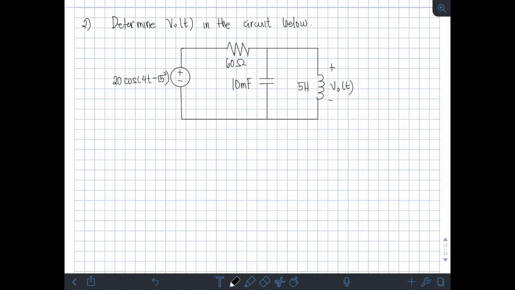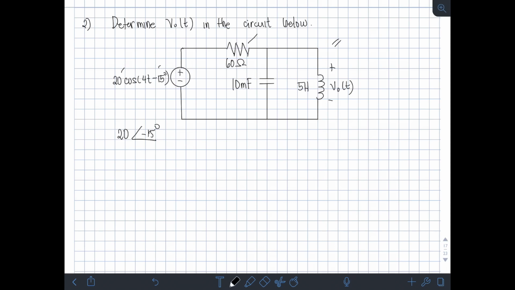Okay? Next, we have determine V sub O of T in the circuit below. So, meron ulit tayong circuit. So, hanapin daw natin itong V sub O of T given this circuit. So, parang siya yung voltage dito sa inductor. So, again, transfer muna natin into phasor domain yung lahat ng circuit elements. So, itong voltage source, in polar form, equal siya saan? So, 20 yung magnitude, then angle, yung given phase angle niya na negative 15 degree.